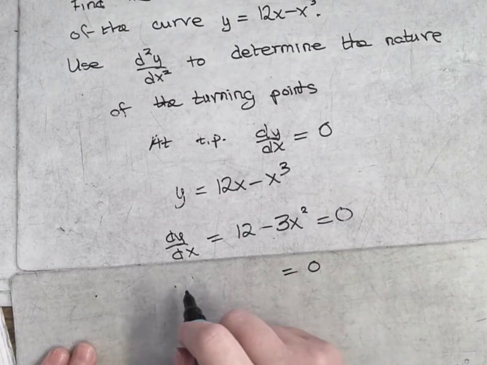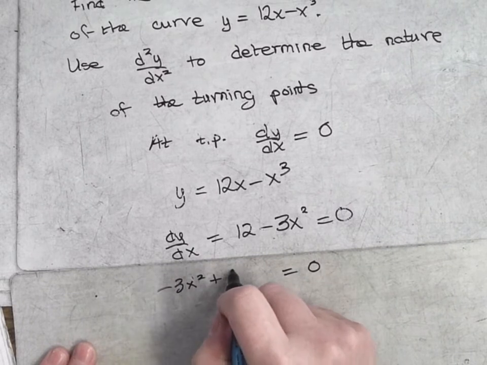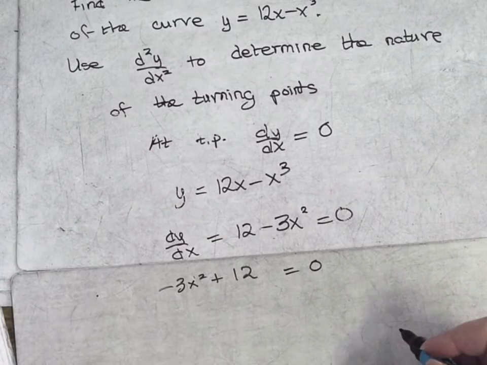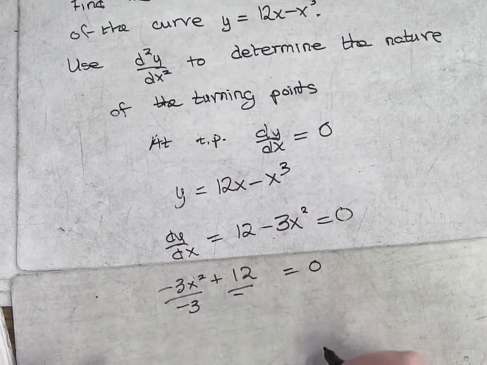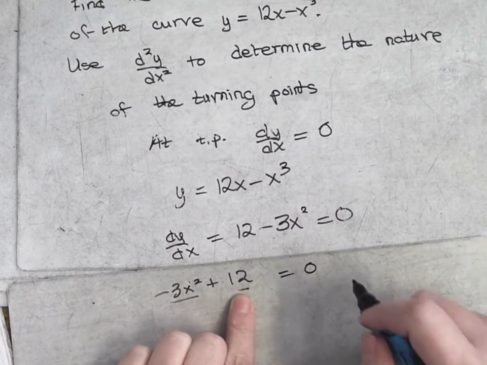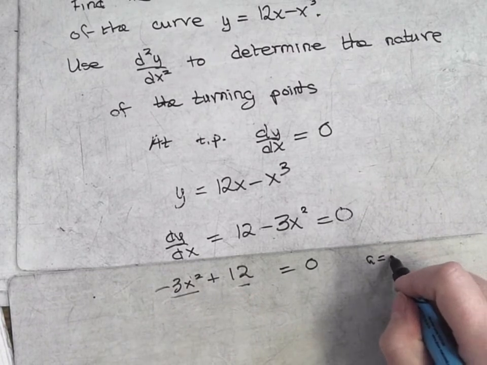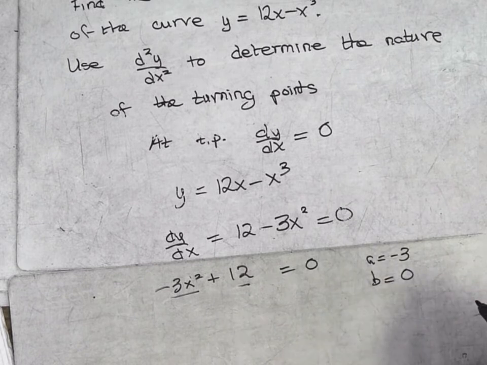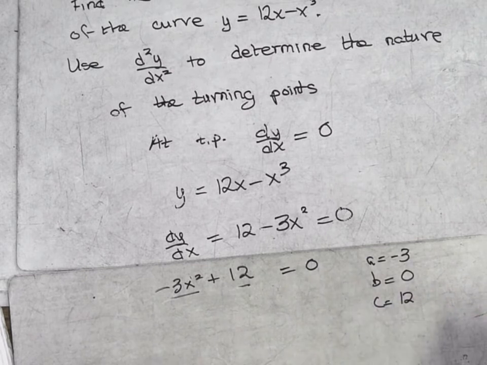Okay, so I'm going to write it in a different order: minus 3x squared plus 12. Sorry, there's no x there. I'm going to divide by minus 3. Sorry, what I should have said before I do that: if you're using the minus b formula, a is what? Minus 3. What's b? 0. It's the number in front of x. There is no x term. And what's c? 12. Okay, is that alright?